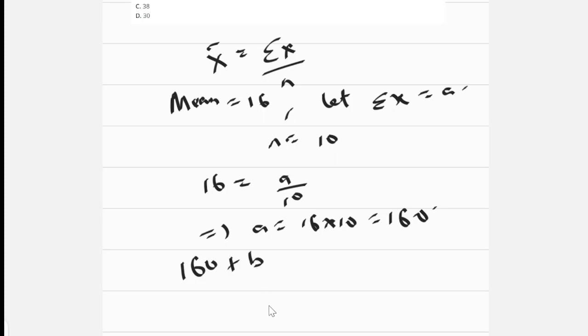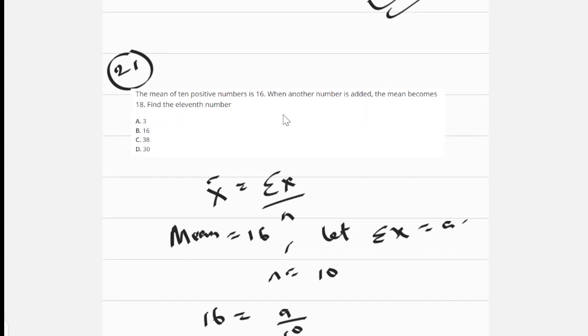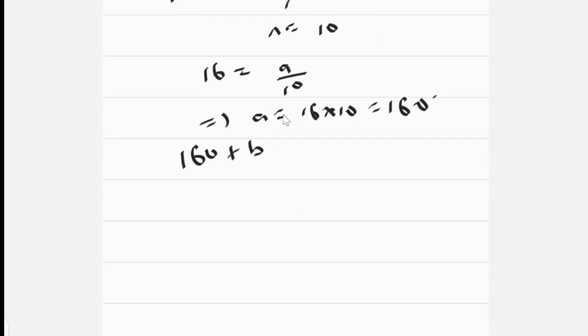Let's say I added b. So how many data do I have now? I have 11 data altogether. I hope you understand now. So what are we asked to do? The mean becomes 18. That is, when you now divide this by 11, you are going to have the value of the mean to be 18.